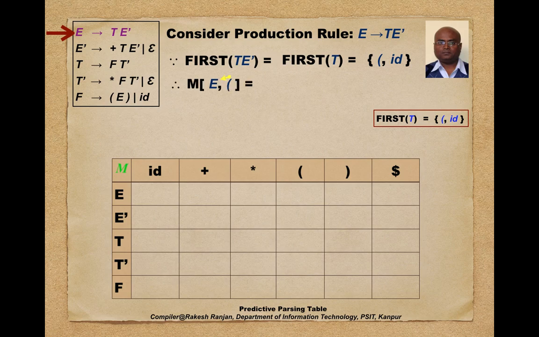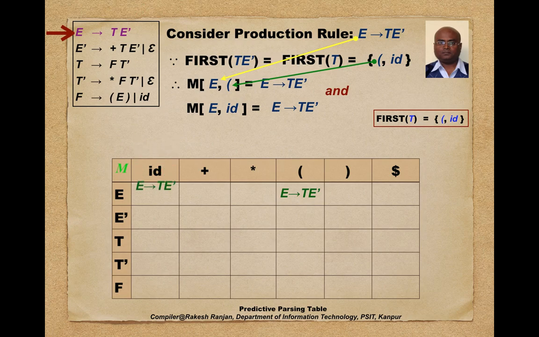Now we need to consider at which location in the table this production rule should be placed. It should be placed at M[E, parenthesis open] as E arrow TE dash. We can see here in the table, at E and parenthesis open, this production rule is placed. One more first value is id, so at one more location this production rule will be placed: M[E, id]. Here you can see that E arrow TE dash is placed.